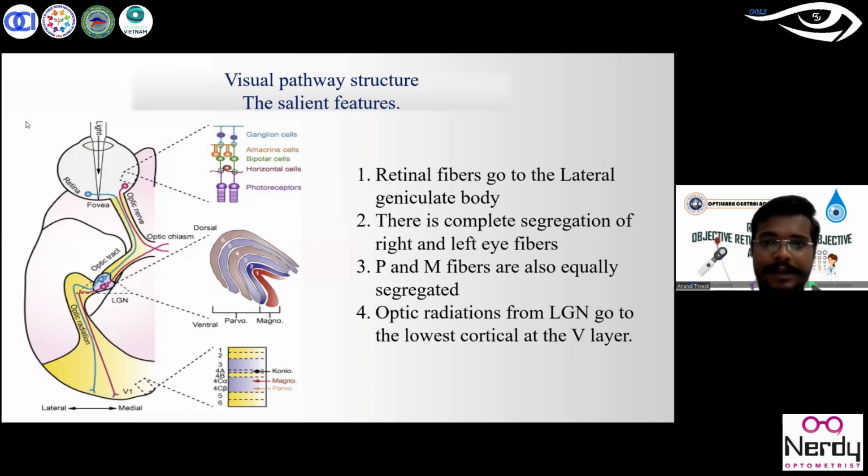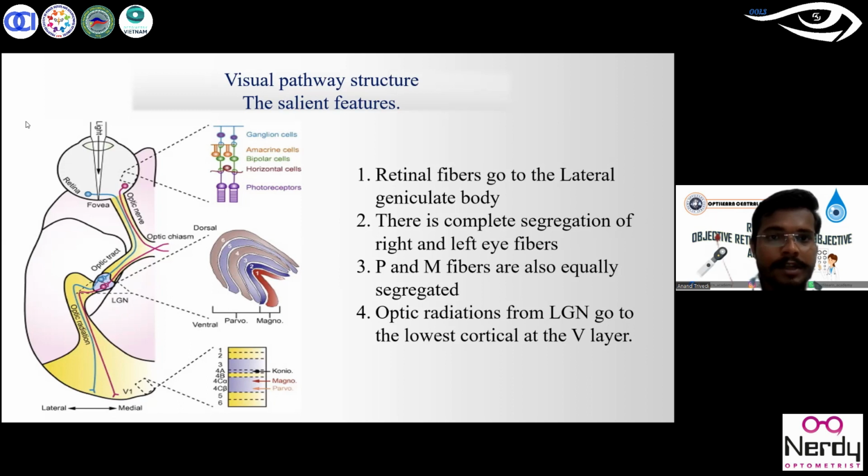Retinal fibers go to the lateral geniculate body, and from there, there is a complete segregation of the right and left eye fibers, and parvo and magnocellular fibers are also equally segregated. From the lateral geniculate body, the optic radiation goes to the lowest level in the occipital cortex, that is the V1 layer. In V1, the magnocellular cells and parvocellular cells discharge separately. The magnocellular cells go to layer 4C alpha, and the parvocellular cells go to layer 4C beta, as shown in the picture here.